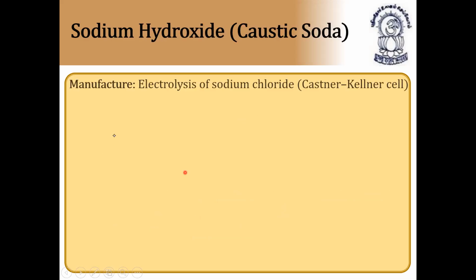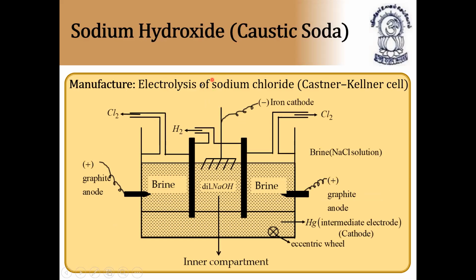Next, sodium hydroxide, also called caustic soda. The manufacture of sodium hydroxide by the electrolysis of sodium chloride is done in the Castner-Kellner cell. In this Kellner cell, brine solution is taken in one container. Here we have compartments, and these two are the outer compartments.